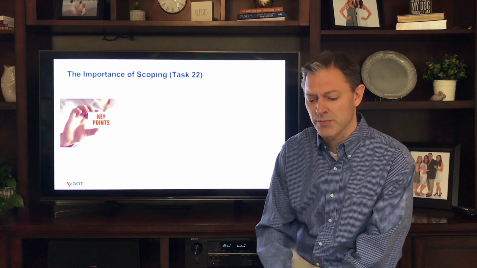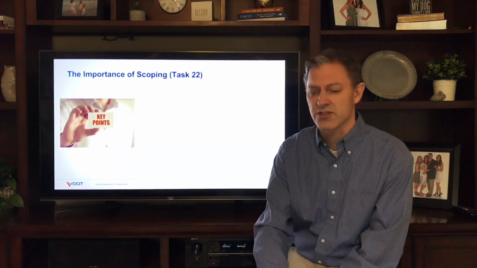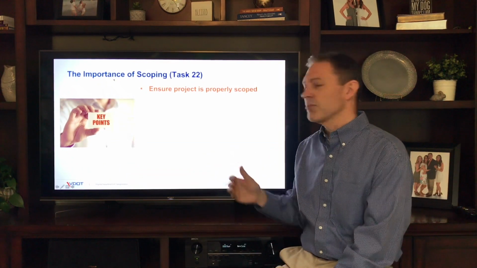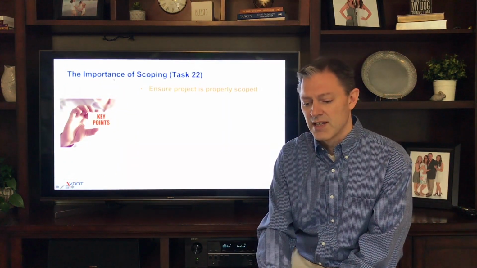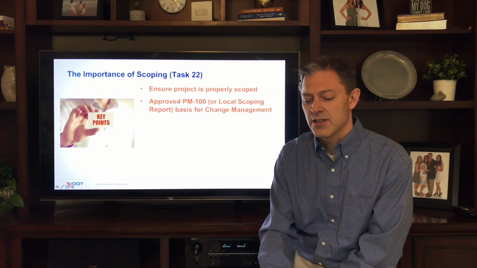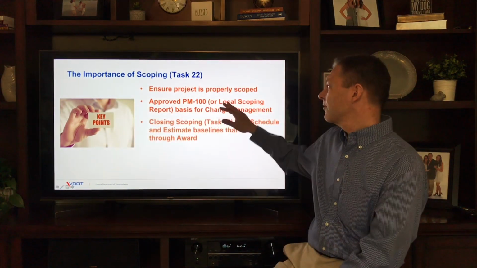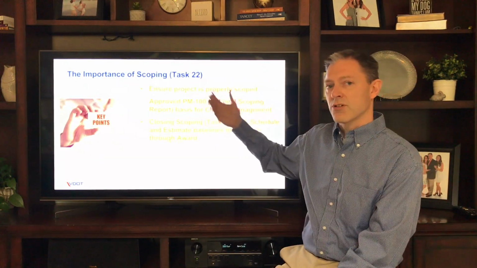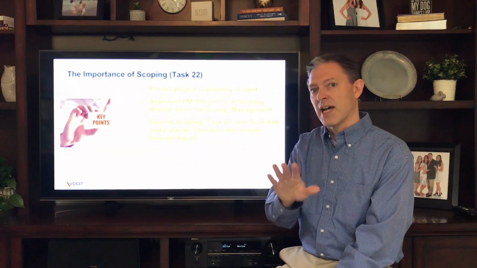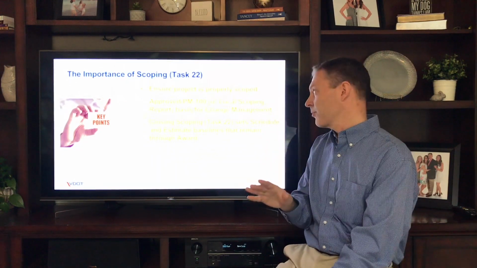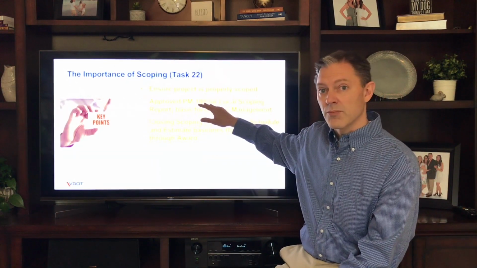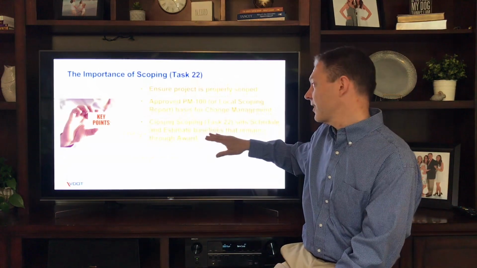The importance of scoping, and I want to touch on this again just because I do believe it is so important. You need to ensure the project is properly scoped. You need to use either the approved PM 100 form, which is our scoping document within VDOT. As a locality, you can use that. You can also submit a scoping report, but this is a really good form to start with, or use if you don't have something similar.